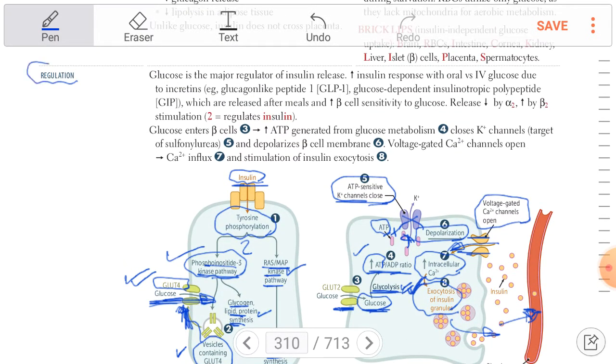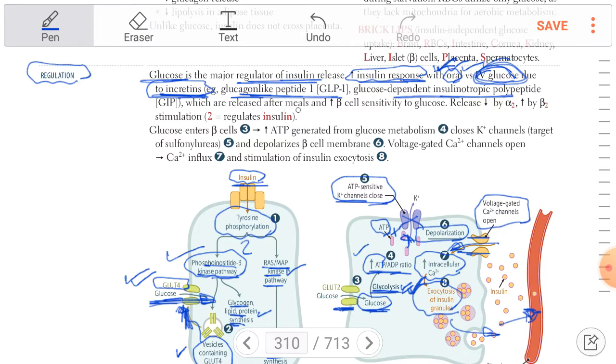Then this regulation: glucose is the major regulator for insulin release. Regarding the increase in insulin response through oral versus intravenous, which one is faster? Oral is faster. Why? Because of incretin, release of glucagon-like peptide 1 and glucose-dependent insulinotropic peptide. These incretins make the response and release of insulin in cases of oral faster than with glucose. Also these incretins are released after meals, and there is an increase in beta cell sensitivity to glucose.